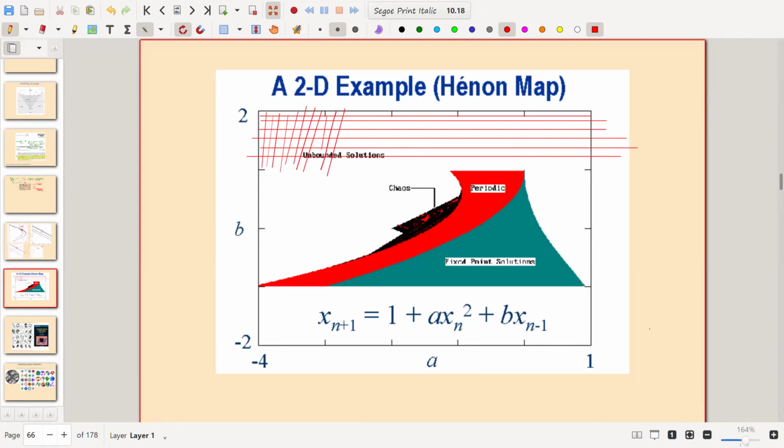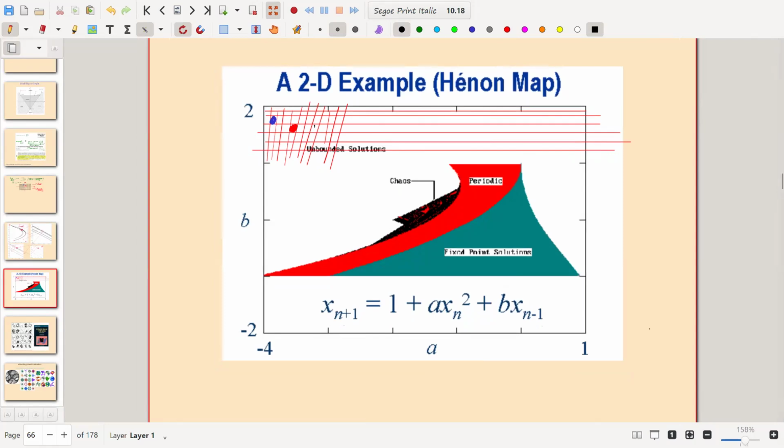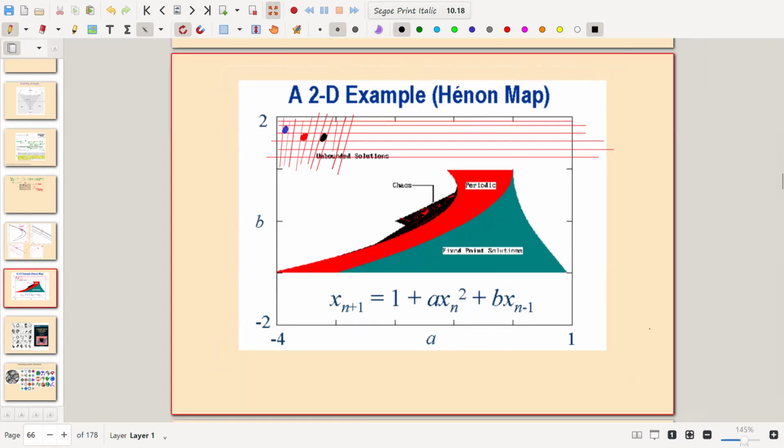Then what you do, suppose you took this parameter point, and it gives you a fixed point, then mark it blue. If this iterate gives you a periodic point, mark it red. If this parameter point gives you a chaotic attractor, mark it black.